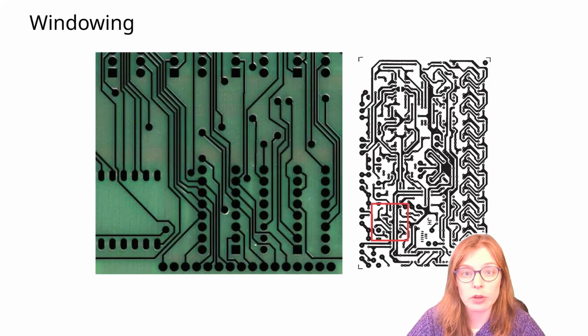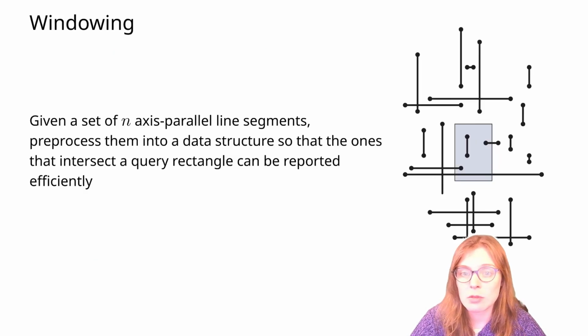To begin with, we're going to restrict ourselves to segments of fixed orientations, for example, only vertical or horizontal, or maybe diagonal. Even though limiting, this setting still finds its applications, for example, in circuit design. So let's formulate the question. Given a set of n axis-parallel line segments, we want to preprocess them into some data structure so that the segments that intersect a given query rectangle can be reported efficiently.